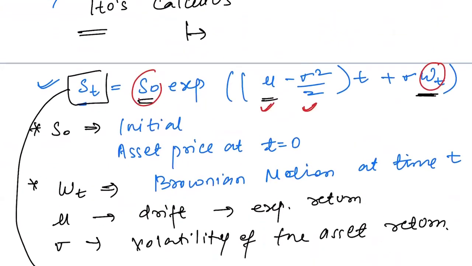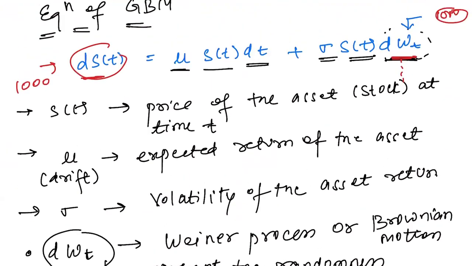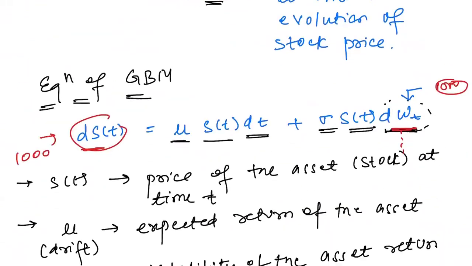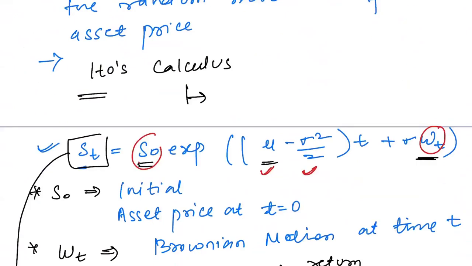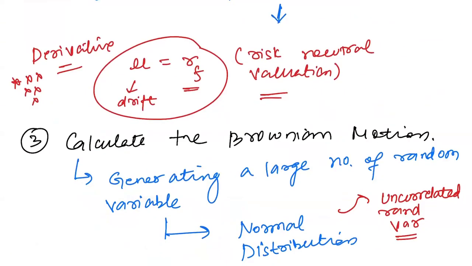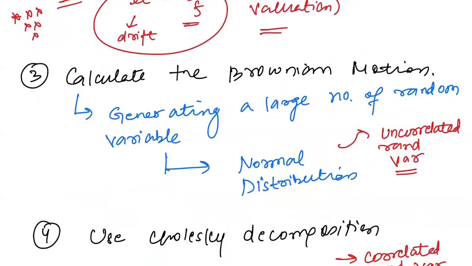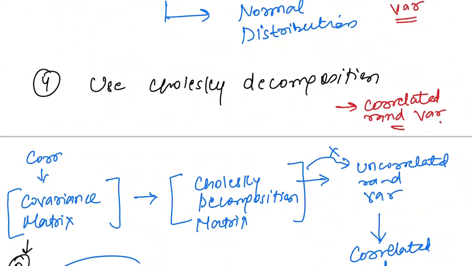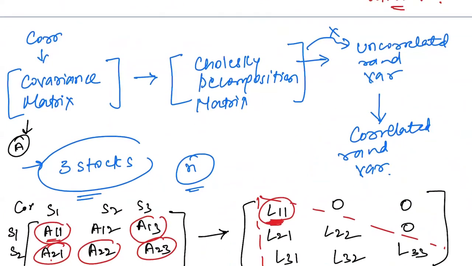Once you simulate the stock prices, there are some other components that you need to calculate. If you see this equation, S naught is given, so you have to calculate W_t, which is nothing but your Brownian motion, or your Wiener process. The first thing you do is generate random variables from the normal distribution, and those will be uncorrelated. You multiply your uncorrelated random variables with the Cholesky decomposition to get your correlated random variables. Once you get your correlated variables, you can use the GBM equation to model the stock price.